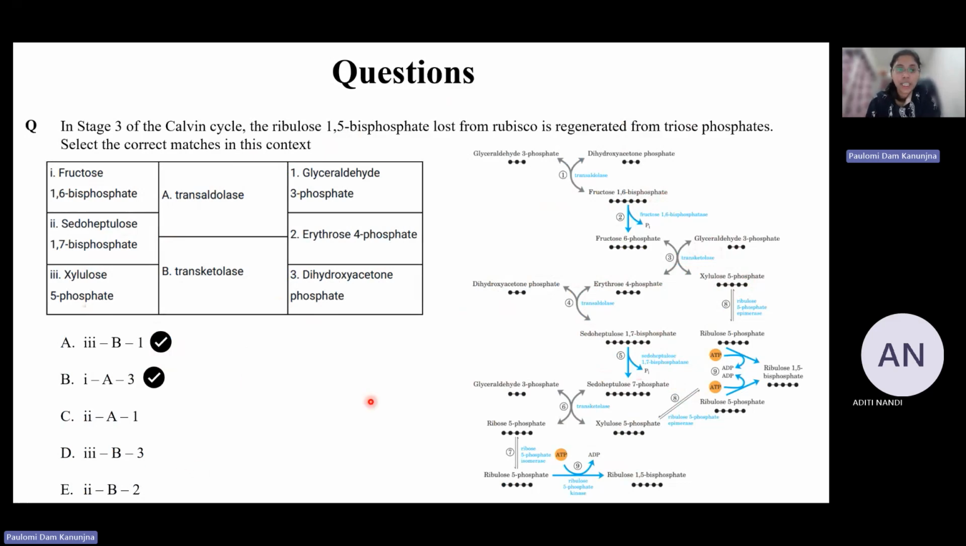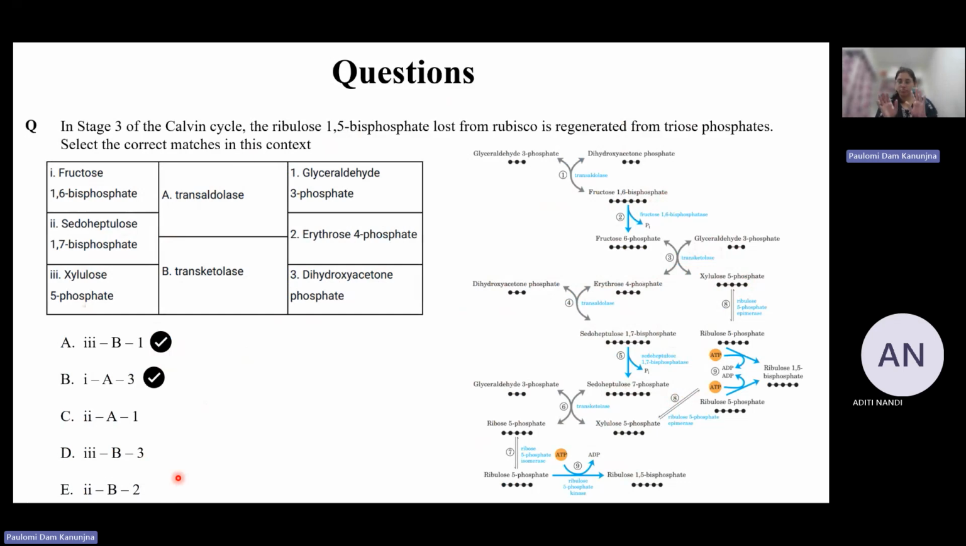And the last one says again sedoheptulose 1,7-bisphosphate with transketolase, which you don't see reacting at all here. You have a 7-phosphate, which is with transketolase, but not a 1,7-bisphosphate, which gives rise to erythrose phosphate. This reaction is by transaldolase and not transketolase. So that's why it is incorrect.